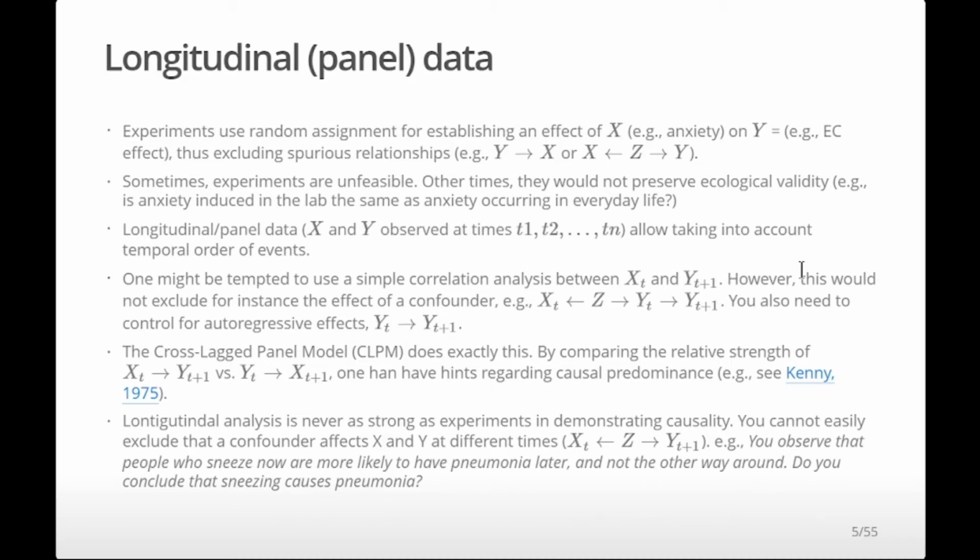But the point that Kenny makes, this model was actually introduced before Kenny, but then Kenny popularized it in a paper in which he says, okay, if you compare this path, Y predicting X over time, and this path, X predicting Y over time, you can have an idea of the causal dominance of X and Y. So, for example, if X predicts Y over time and Y doesn't predict X over time, you make a point that there is a causal dominance of X over Y.